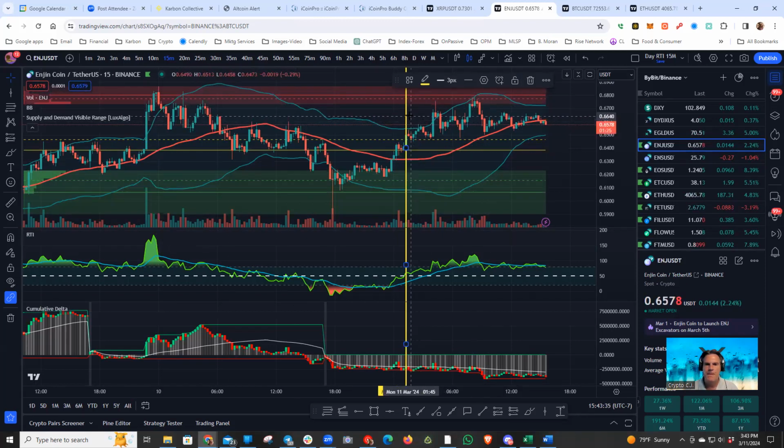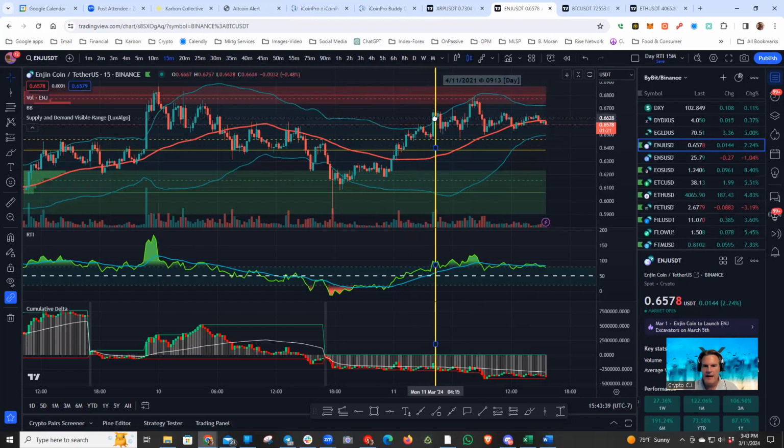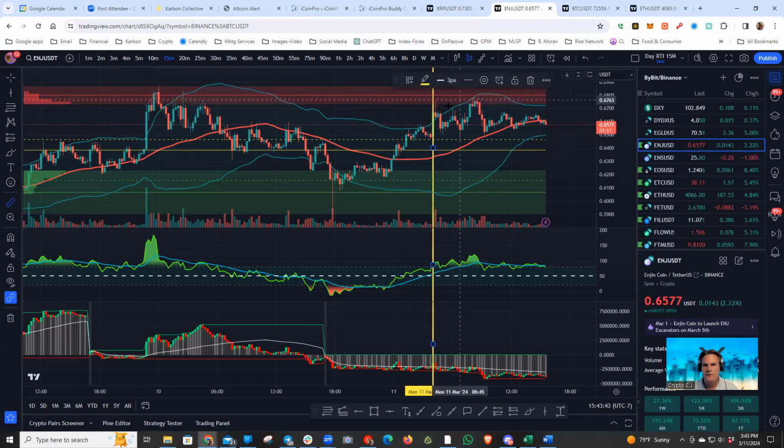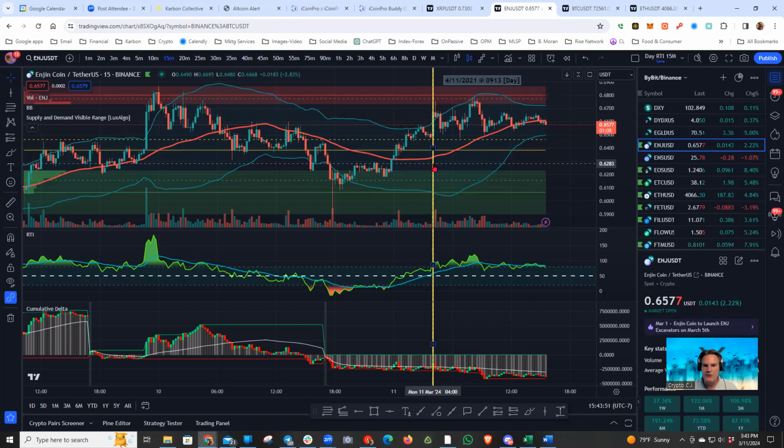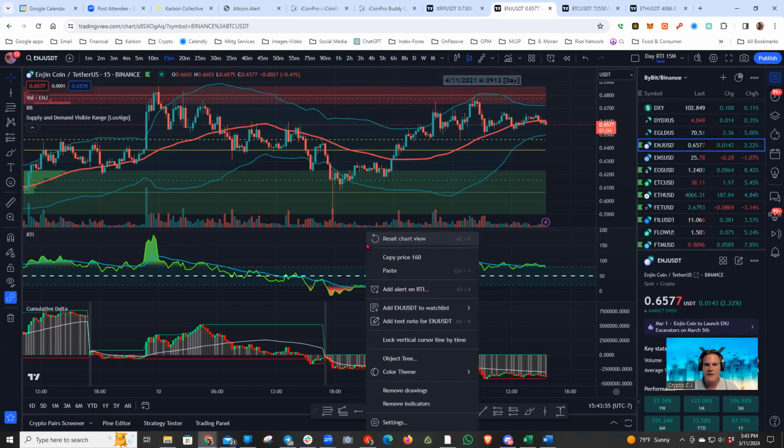And then when it broke above the 80, it went against you first, right about here, down 2.5%, then came back up 2%. So with the ladder buy, that would have been a good trade there. So you can do your alerts on the RTI.